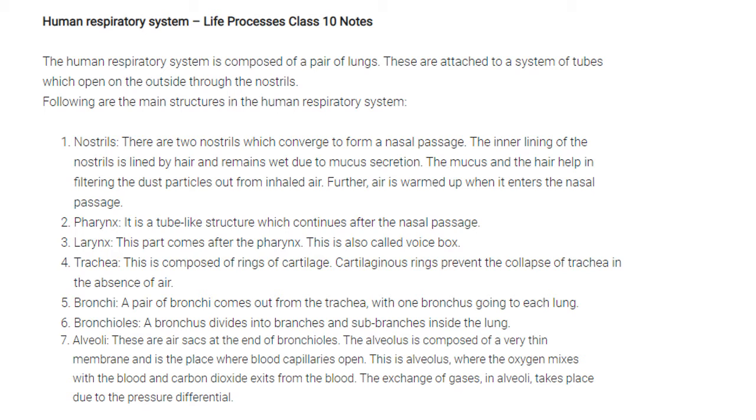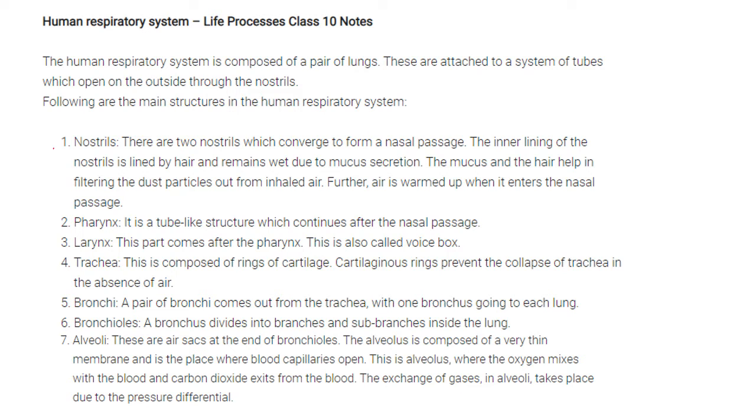So the human respiratory system is composed of a pair of lungs, and these are attached to a system of tubes which open to the outside through the nostrils. So let's see the main structures in the human respiratory system.